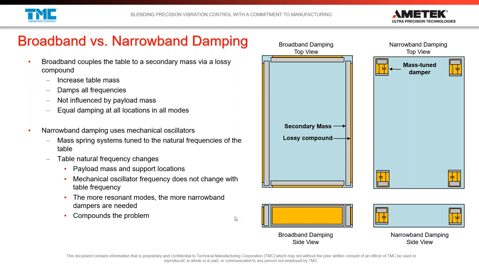The fundamental issue with the narrowband is as you change the mass that the table supports, or if you support it from underneath from different locations, which is important, the locations of your supports are important, you can actually change those resonant frequencies. So if you have these external factors that could change your resonant frequency, a mass-tuned damper all of a sudden could become ineffective. And I should also mention that you've got multiple resonant frequencies and multiple mass-tuned dampers, which could really make this quite a difficult problem to solve.